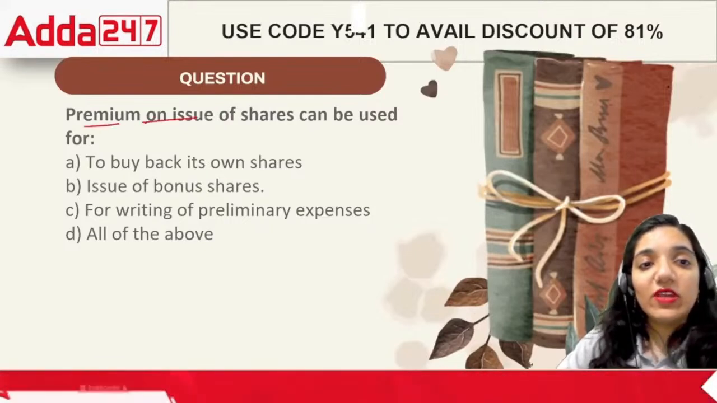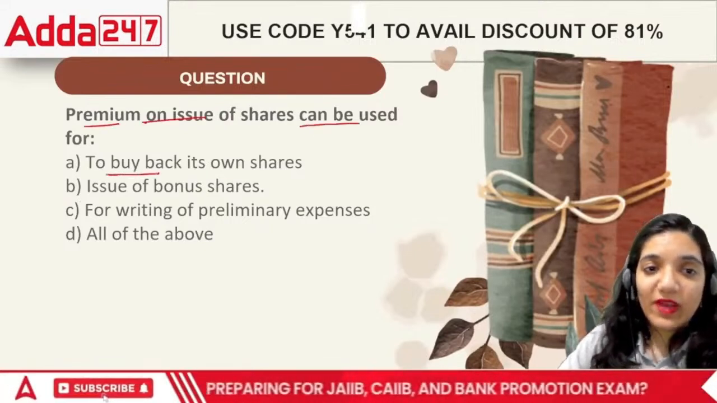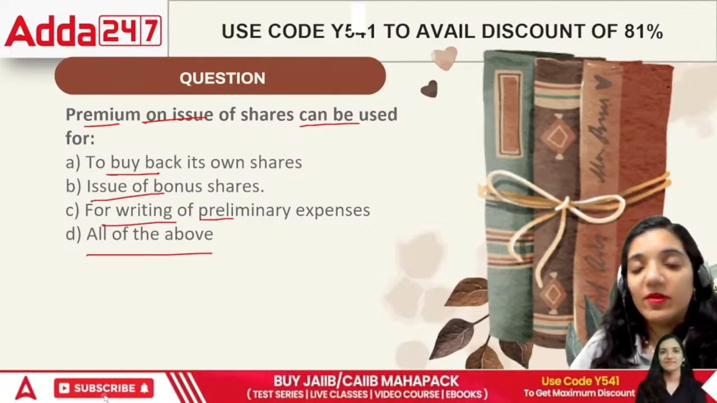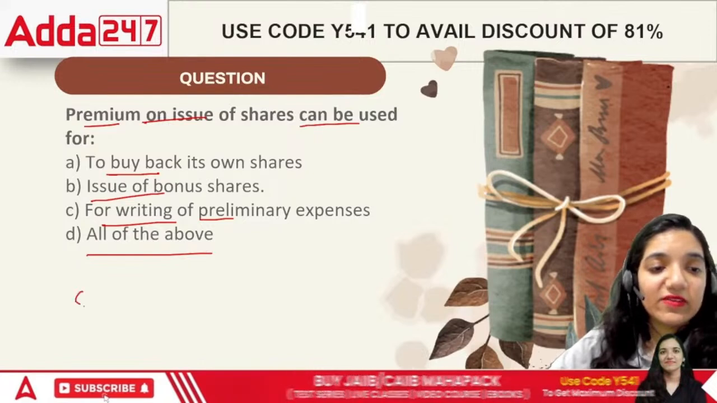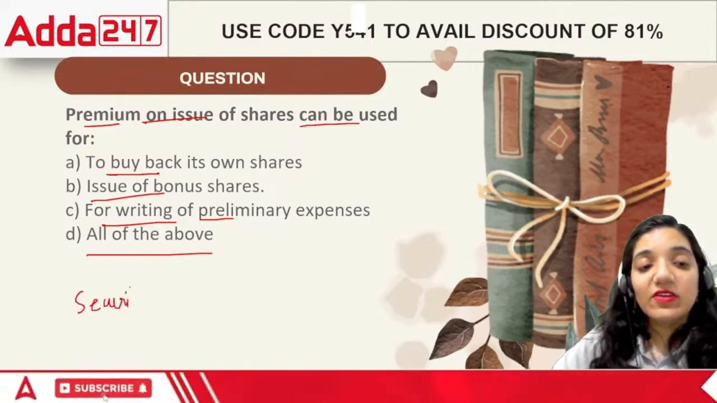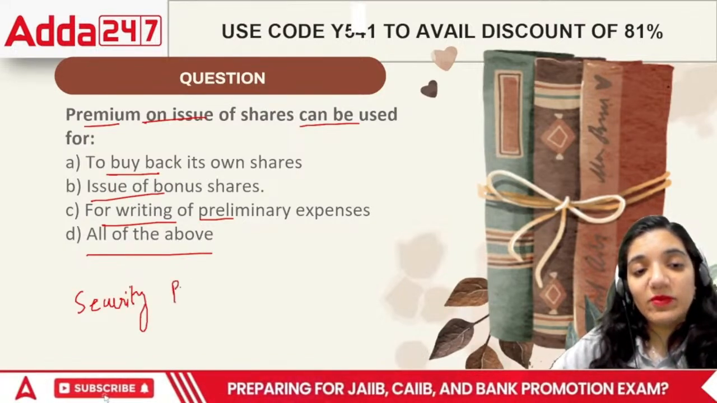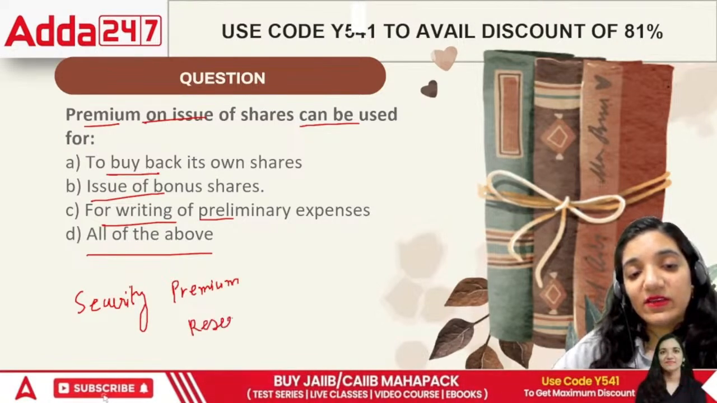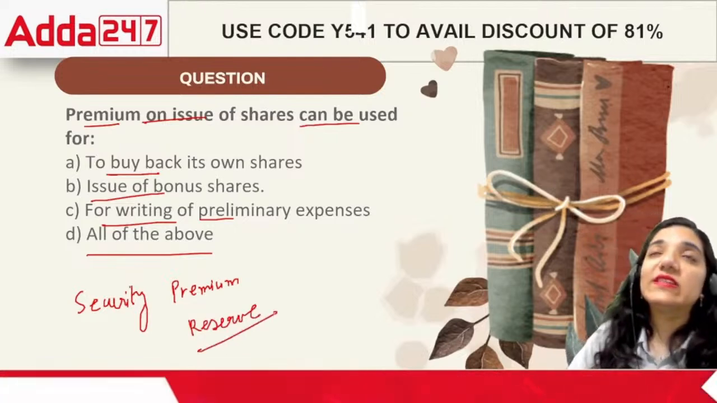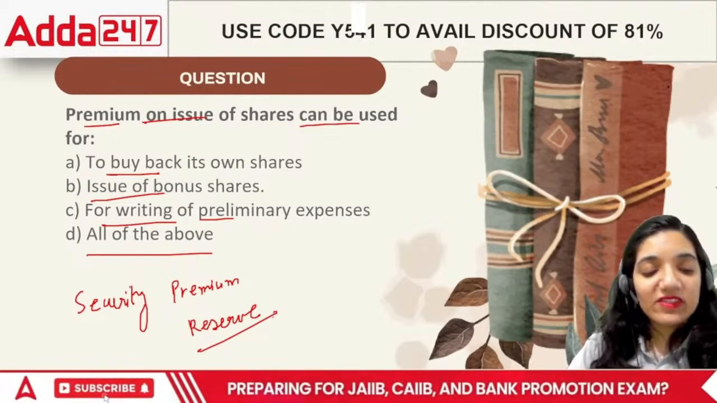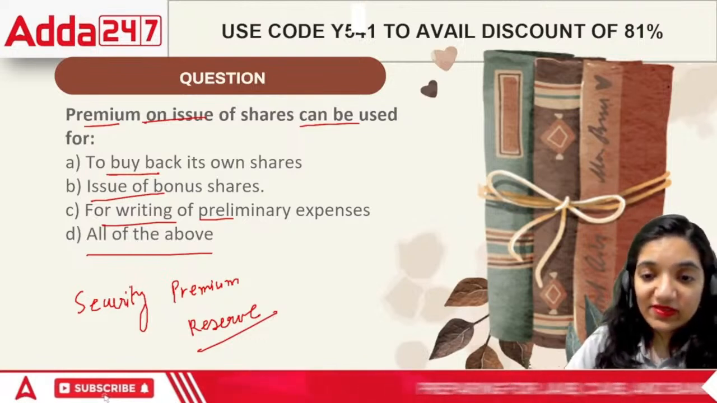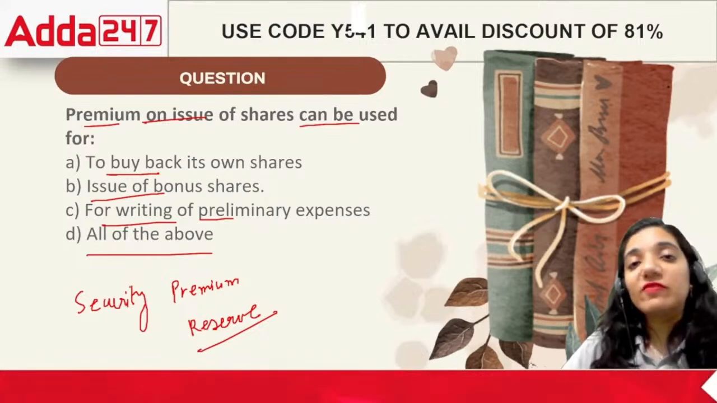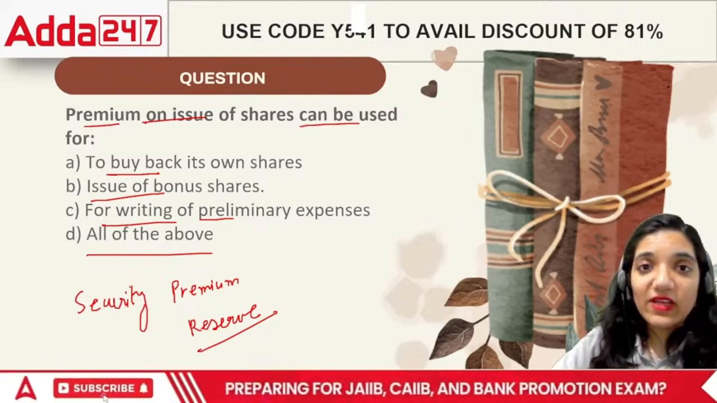Next, premium on issue of shares can be used to buy back own shares, issue of bonus, for writing off preliminary expenses, or all of the above. Do you know, security premium reserve is basically a reserve which is specific. When we say specific, it cannot be used for random reasons. It can be used only and only for specific reasons. And in terms of the accounting, it can be used only for specific purposes.